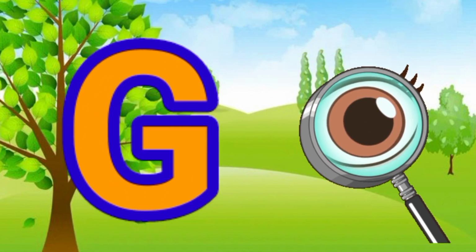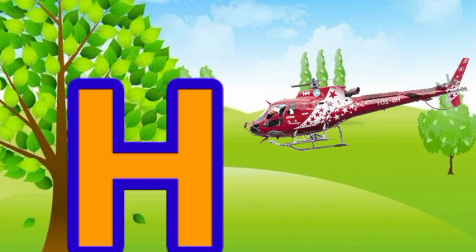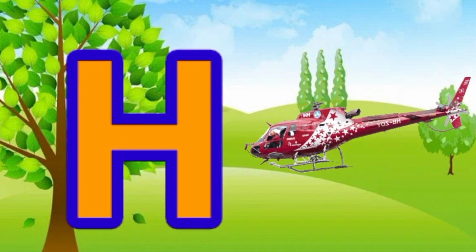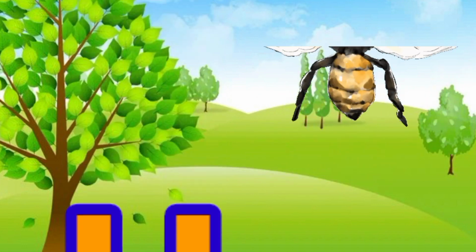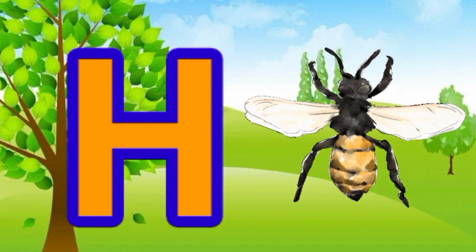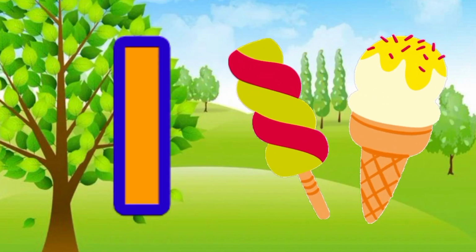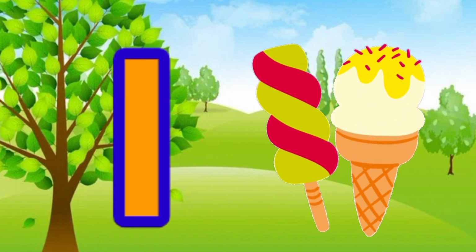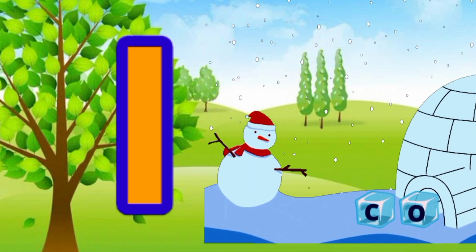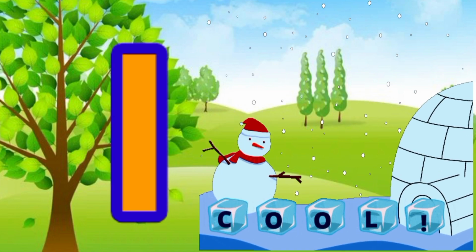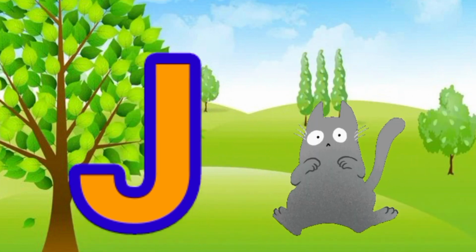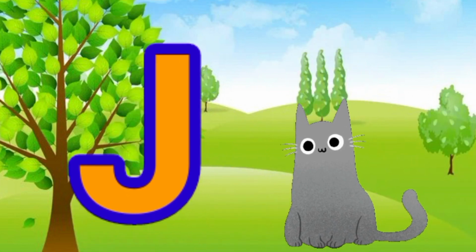G for glass. H for helicopter. H for housefly. I for ice cream. I for igloo. J for jump.